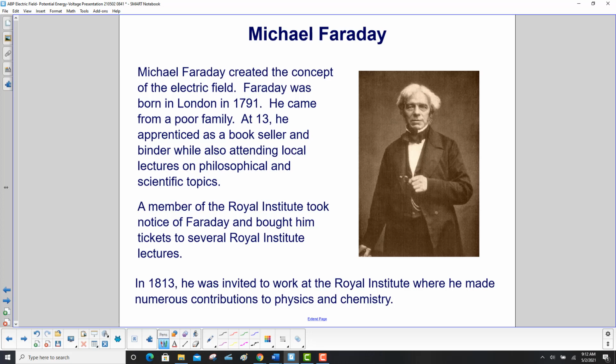Michael Faraday created the concept of the electric field. He was born in London in 1791. He came from a poor family. At age 13, he apprenticed as a bookseller and binder while also attending local lectures on philosophical and scientific topics. A member of the Royal Institution took notice of him and bought him tickets to several Royal Institution lectures. In 1813, he was invited to work at the Royal Institution, where he made numerous contributions to physics and chemistry.